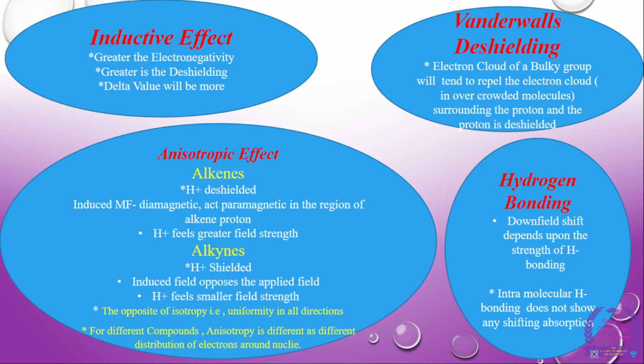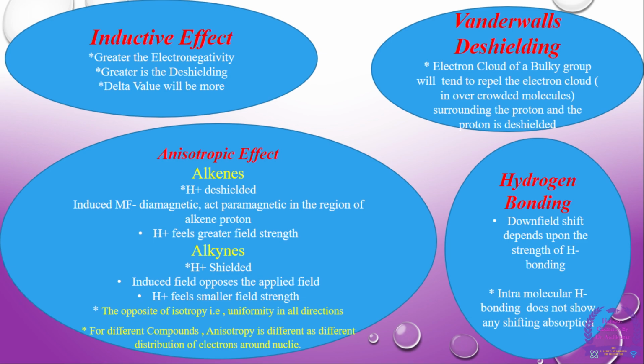In van der Waals deshielding, electron cloud of a bulky group will tend to repel the electron cloud in overcrowded molecules surrounding the protons, and proton is deshielded. In anisotropic effect, in case of alkene, H plus is deshielded. Induced magnetic field is diamagnetic, which acts as a paramagnetic in the region of the alkene proton. H plus feels greater field strength, whereas in case of alkynes, H plus is shielded. Induced field opposes the applied field. H plus feels a smaller field strength.